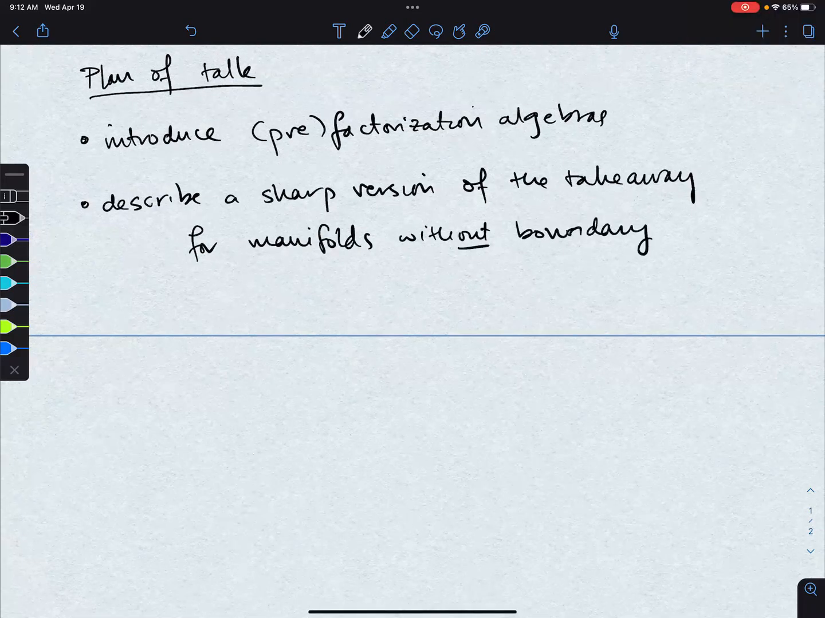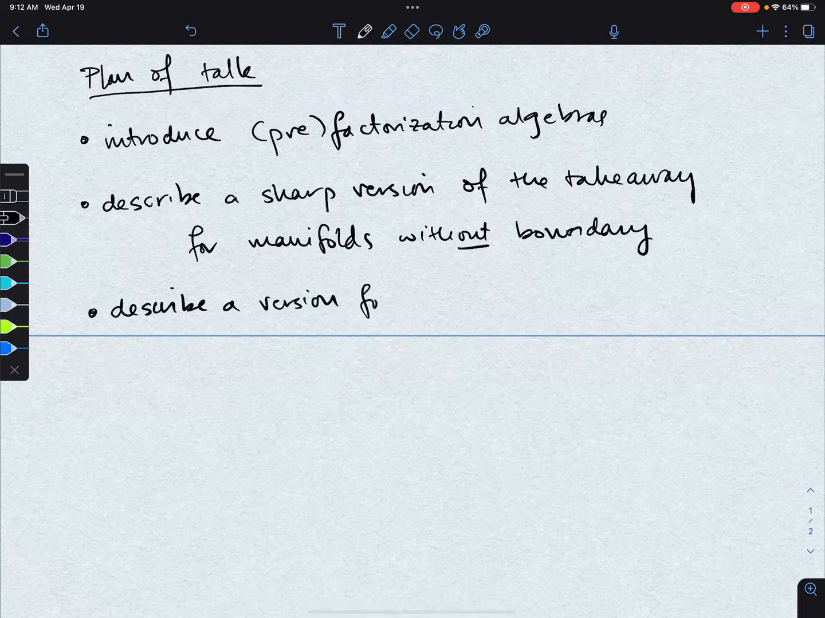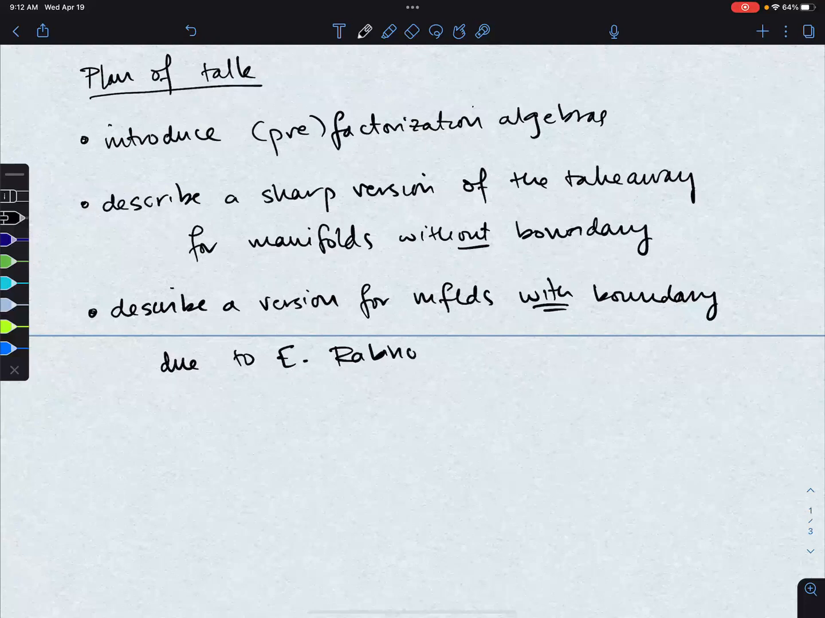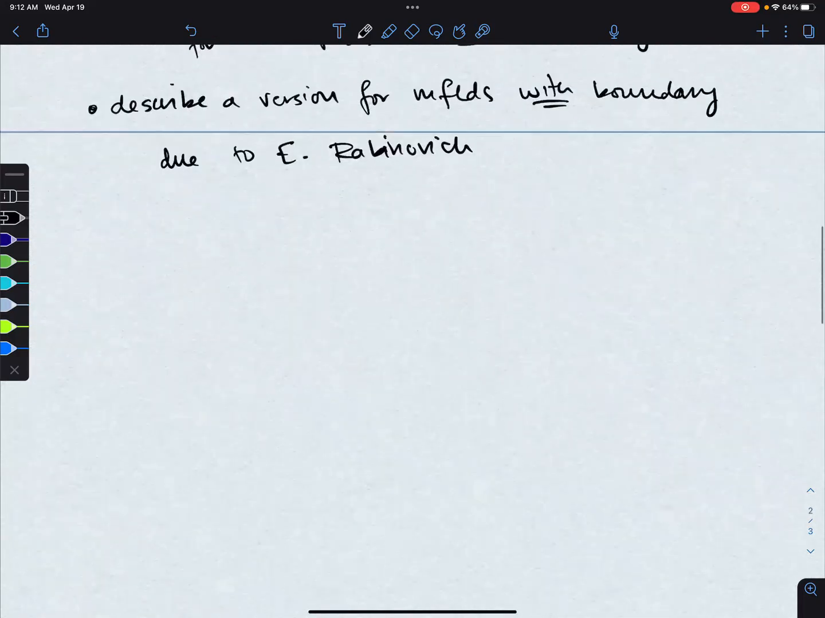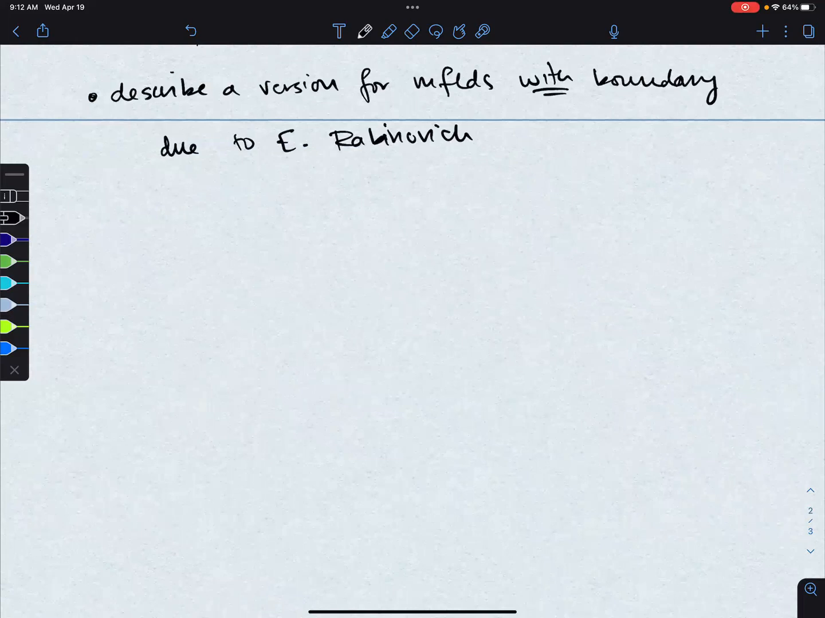Okay. And then, now that I've pointed out that we talked about manifolds without boundary, I want to describe a version for manifolds with boundary, due to Eugene Rabinovich. It doesn't encompass every example of QFT for manifolds with boundary, but a fairly large, useful class of them. And there are some nice applications and examples.